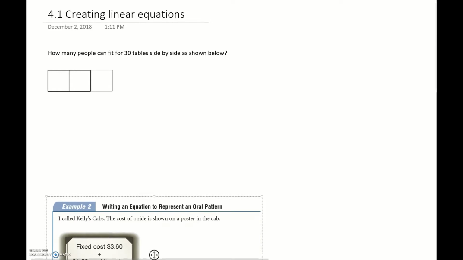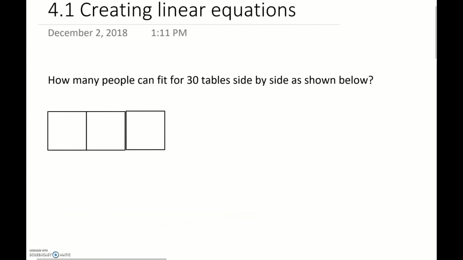If we look at this first one, it says how many people can fit for 30 tables side by side as shown below. I'm making up this question. Basically each side that we see is going to be one person. So 1, 2, 3, 4, 5, 6, 7, 8. In this case we have 8.